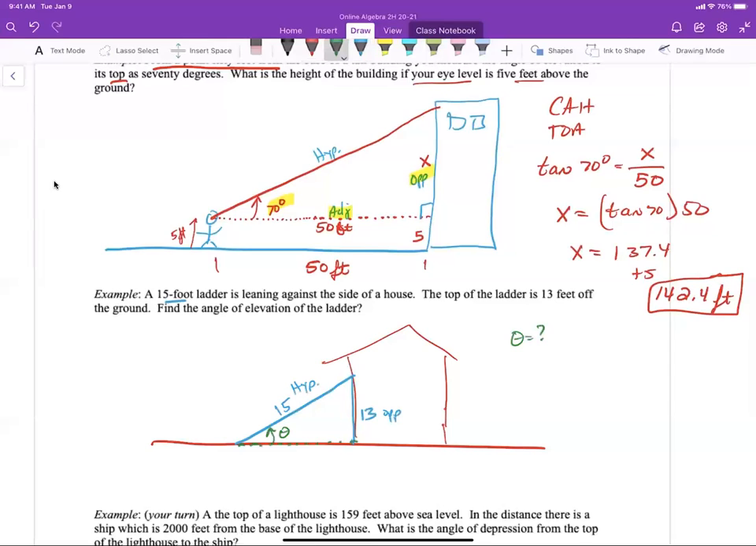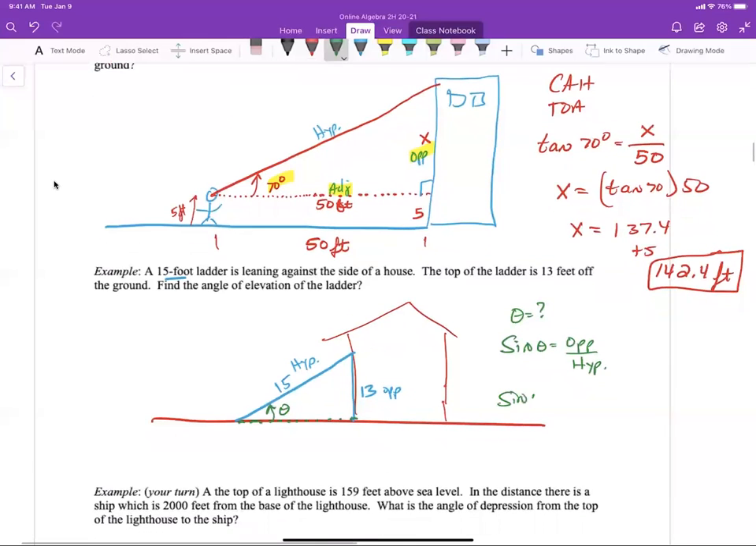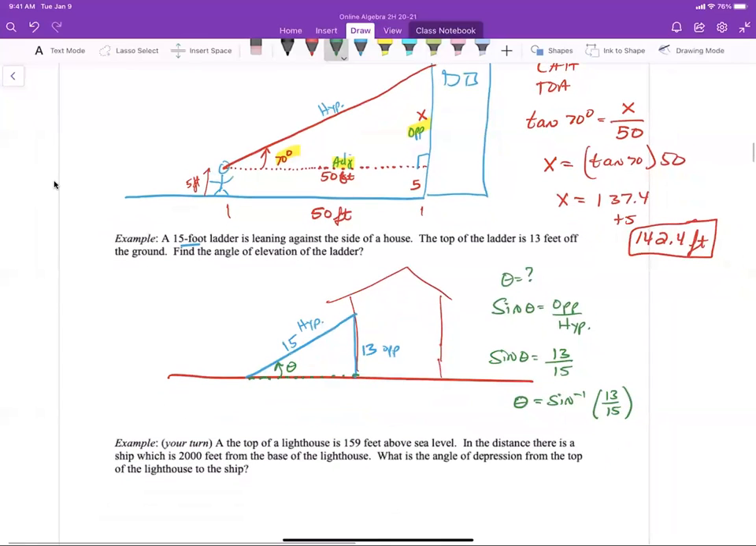That is sine. So we know that sine of theta is equal to the opposite side over the hypotenuse. Sine of theta is equal to 13 over 15. Now I've got to find theta. I have to undo sine. So how do I do that? I take the inverse of both sides, the inverse sine of both sides. That will get rid of my sine function on the left, and I'm left with inverse sine of 13 over 15. And I will find theta.